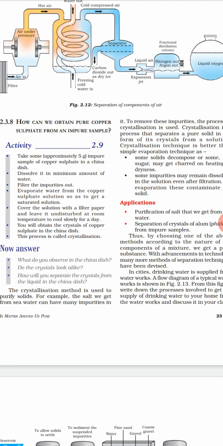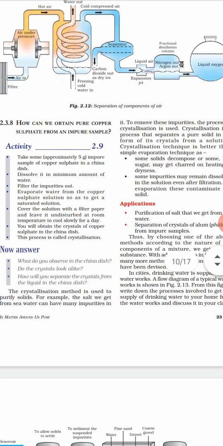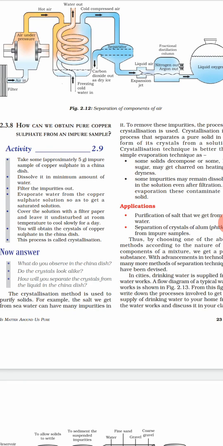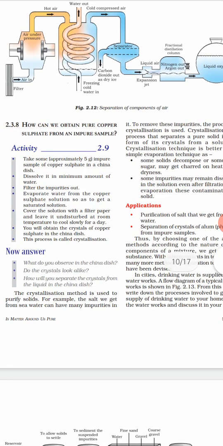That means we know that when copper sulfate is dissolved in water, we get a true solution. And if you filter a true solution through filter paper, we generally don't get any residue, but here the copper sulfate is mixed with some impurities. So when you dissolve it in water, the impurities will be mixed with the water only. When you filter, the impurities will gather on the filter paper as residue. So that means we have removed the impurity.